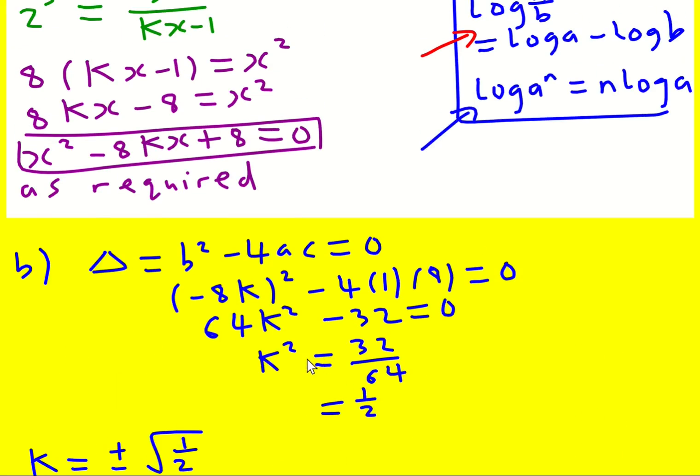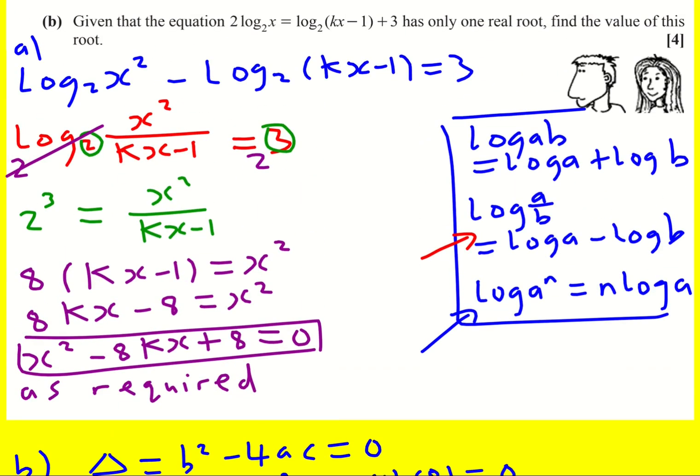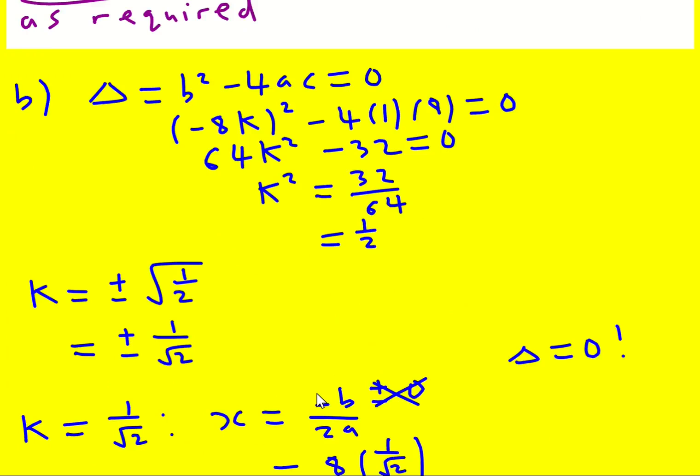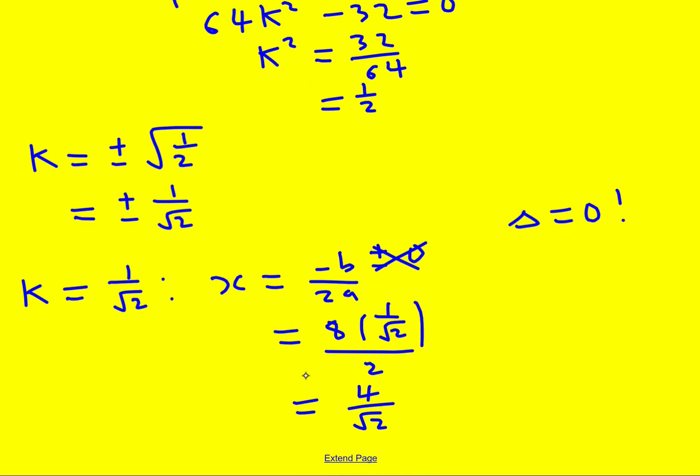Am I being asked to leave my answer in any particular form? I don't think I am. So yeah, I can simply leave it like that. You could rationalize the denominator, and then I could times top and bottom by root 2, it would become 2 root 2.